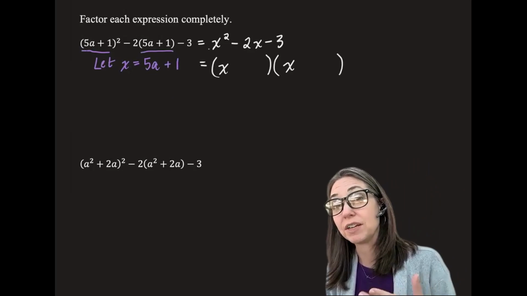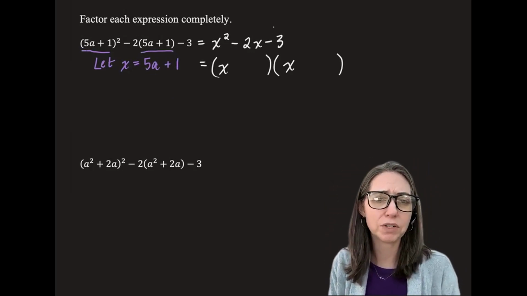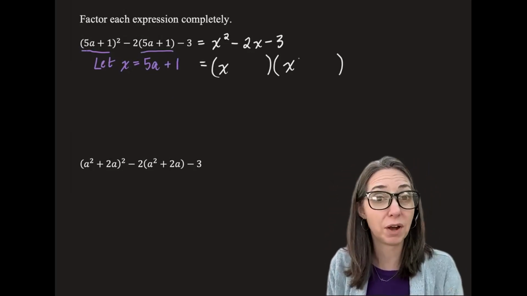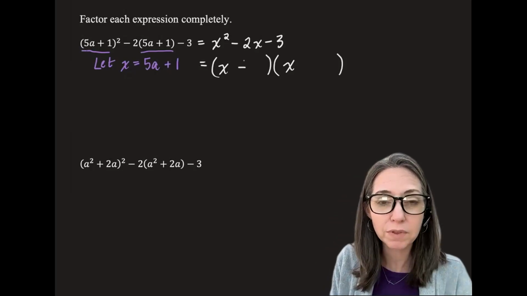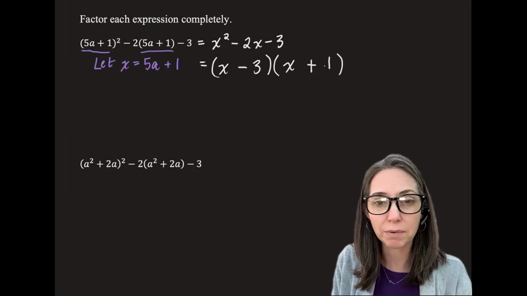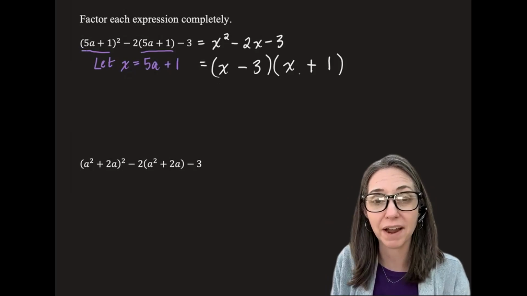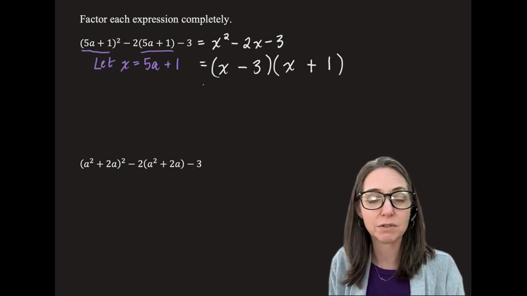Now these numbers are easy, so I'm just going to say, okay, what two numbers multiply to -3? Well, the only options are -3 and +1, or -1 and +3, but we're going to go with -3 and +1, because then those add to -2. My outside term and my inside term add to -2x.